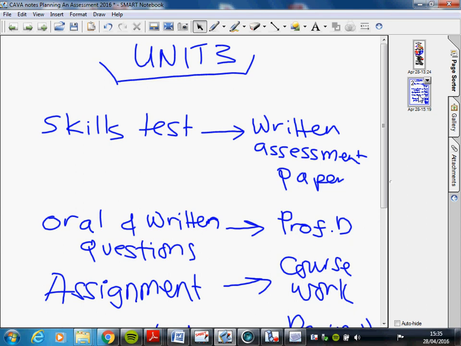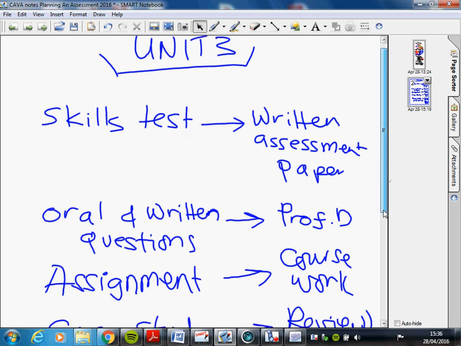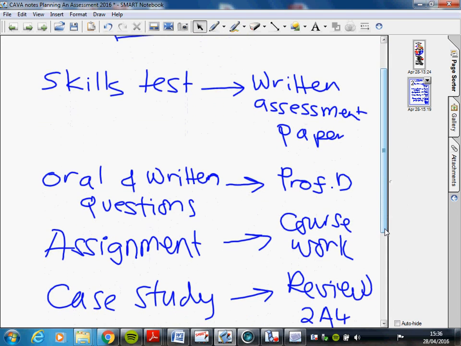Or you choose, remember 3 minimum, or you choose oral and written questions. It could be professional discussion because it's oral, or you can be asking them questions and they give you feedback. Written questions can be covered in skills test. Assignment, this could be a coursework where you give your candidates an amount of things to write about. You can ask them to produce maybe 3 A4s coursework. It depends on what you're looking for and how detailed the work is supposed to be.